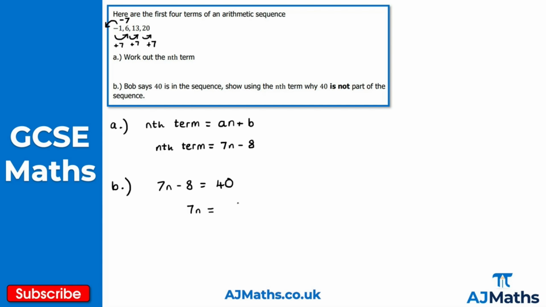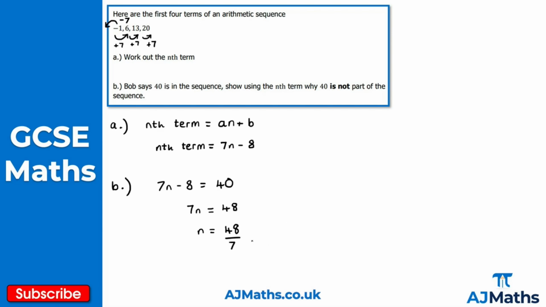We get that 7n is equal to 48. And straight away I can see that we're not going to get a whole number, we're not going to get an integer for n. The reason for that is because 7 times 7 is 49. So obviously if I divide 48 by 7, this will be a decimal. So n is equal to 48 divided by 7.